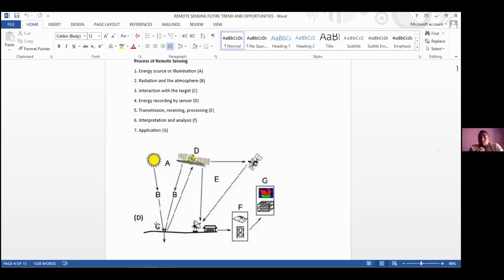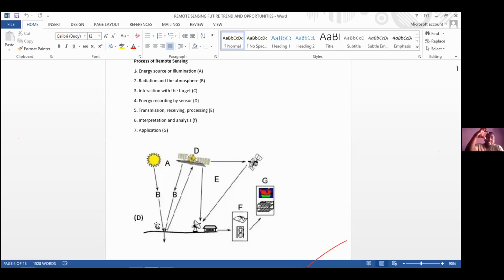And then we go to stage four, which is the energy recording by the sensor. Once that electromagnetic radiation reaches the target, the radiation is reflected back to the atmosphere, and that's where it meets the sensor. The sensor can only absorb the electromagnetic radiation after it's reflected from the target. So the electromagnetic radiation travels from the sun to the target, and then it's reflected to the sensor. Then stage five, we have what we call transmission, receiving, and processing.